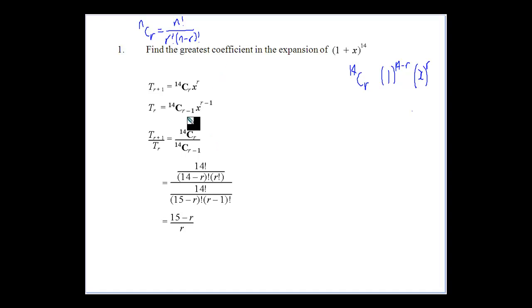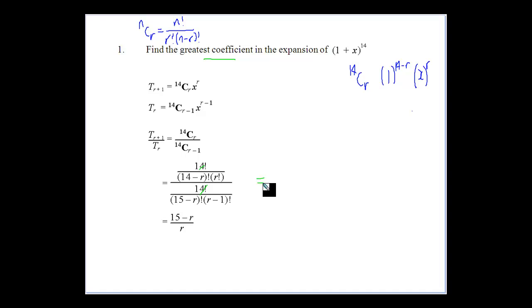So when we're doing this one, we're going to drop off the x. We don't really care about the x for the greatest coefficient. We'd have it there if it was the greatest term, but for the greatest coefficient, we just get 14Cr, ignoring that part, over the 14C(r-1). Get an expression for that, so our 14 factorials would cancel. And then we start cancelling these ones.